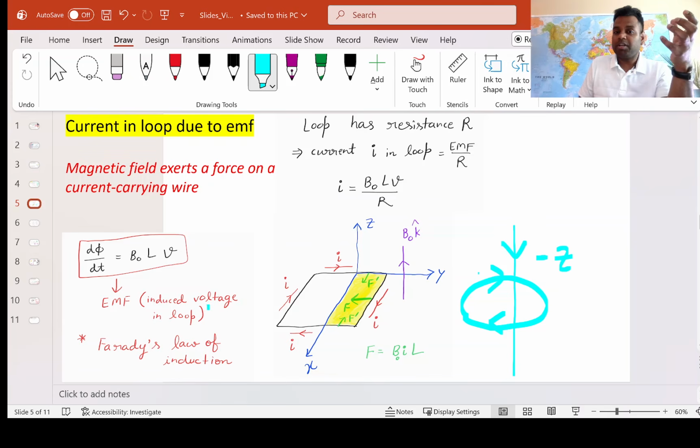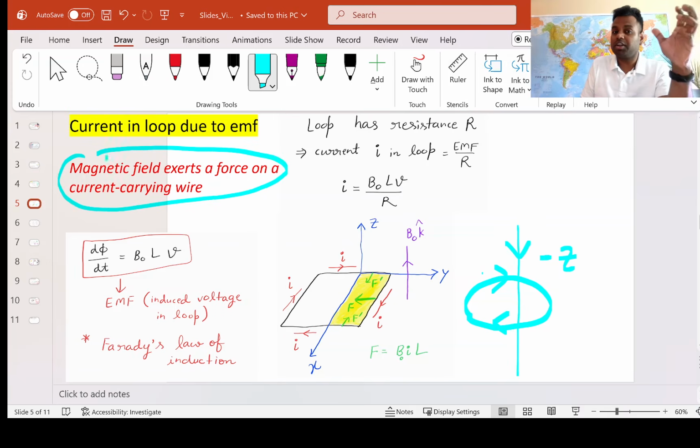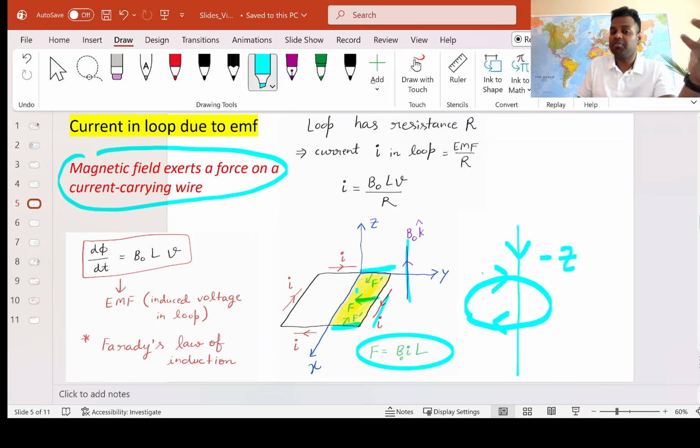So what will happen? Because of this current, you will have a force, right, being applied by the magnetic field. Look at this law. A magnetic field exerts a force on a current carrying wire, and the formula is B naught I L, and the field is upward, current is in the x direction, so the force will be in the negative y direction, right? This force in these two segments here and here, the force will be equal and opposite, so they will cancel out.